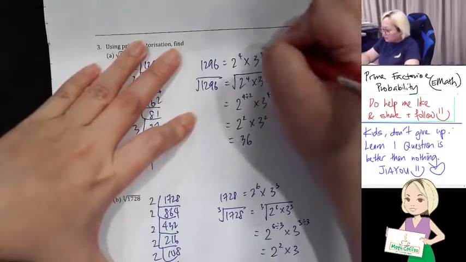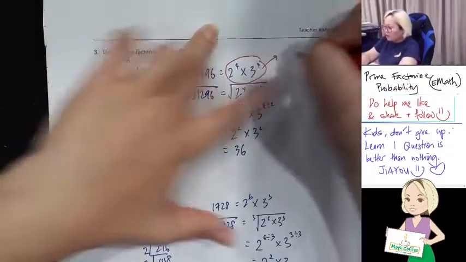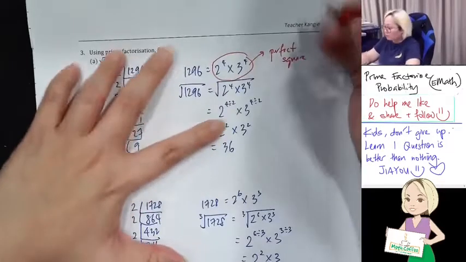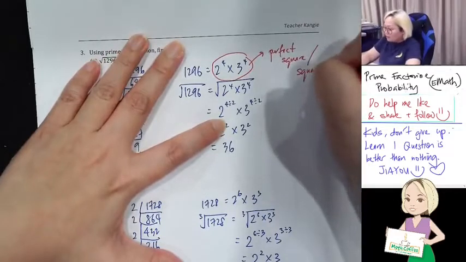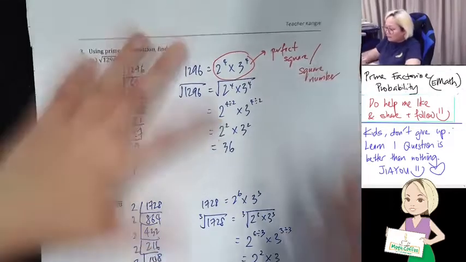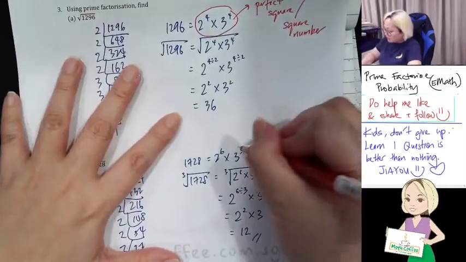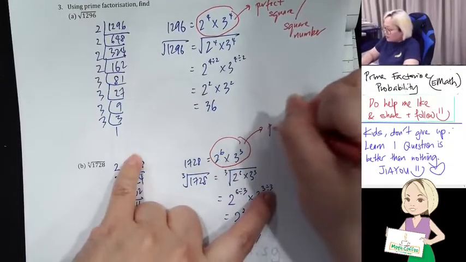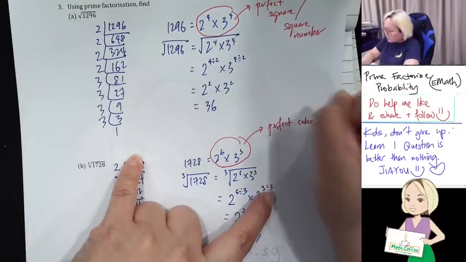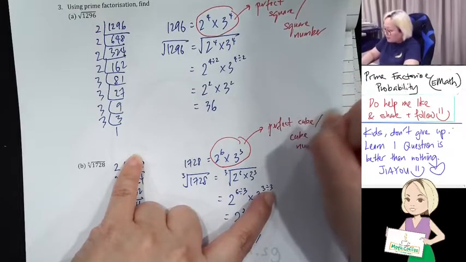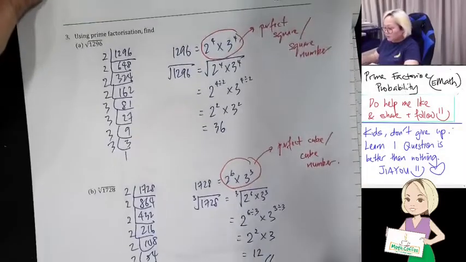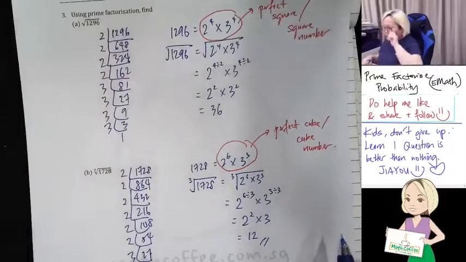So you look at this. We know that this is called a perfect square. Perfect square means a number that can be square rooted. Sometimes they call it a square number. It means the same thing. Likewise for this one, the power is a multiple of 3, so we can say that this is a perfect cube, or they call it a cube number. It's the same thing. So with this concept, we're going to do the next question.